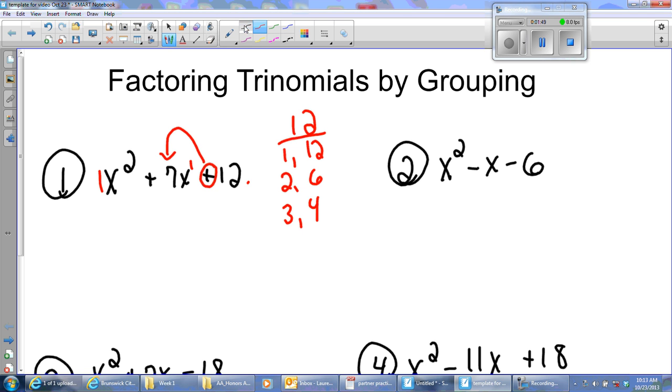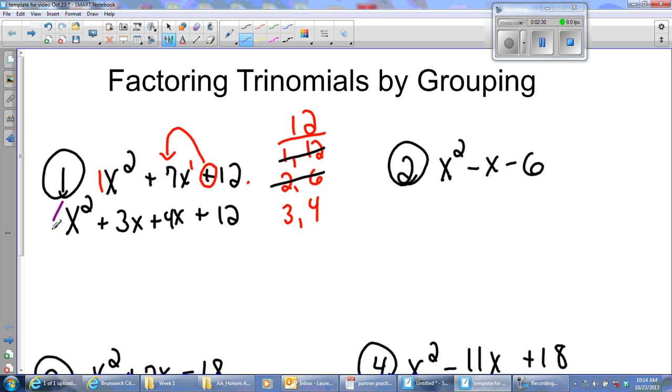Now watch what I can do. I can rewrite my trinomial as a polynomial with 4 terms: x squared, and I'm not going to write 7x, I'm going to write plus 3x plus 4x. So I'm breaking that 7x down into two of its add-ins, two numbers that add up to get it. How do I know which numbers to use? Well, I'm limited by the factors of 12. Where did I get 12 from? By multiplying the lead coefficient of 1 times the constant 12. Okay, 2 plus 6 doesn't make 7, so I can't use those. 1 plus 12 doesn't make 7, so I can't use those. Now that I have the problem like this, I can go ahead and group.